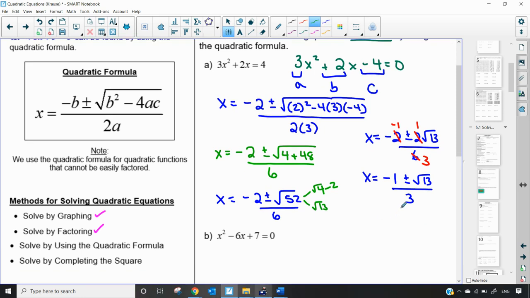Now, subbing into our calculator again, if we wanted to get some approximations to check our answers, we'd have that x is approximately 0.87 and x is approximately negative 1.54. But again, our final answer should be left exact, so negative 1 plus root 13 over 3 and negative 1 minus root 13 over 3.